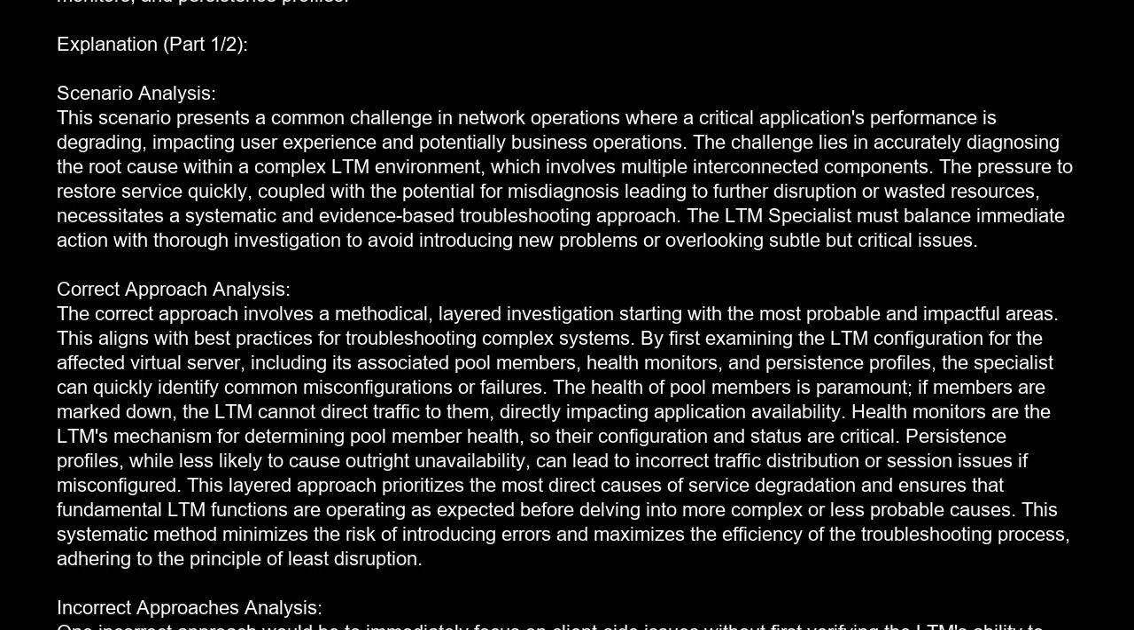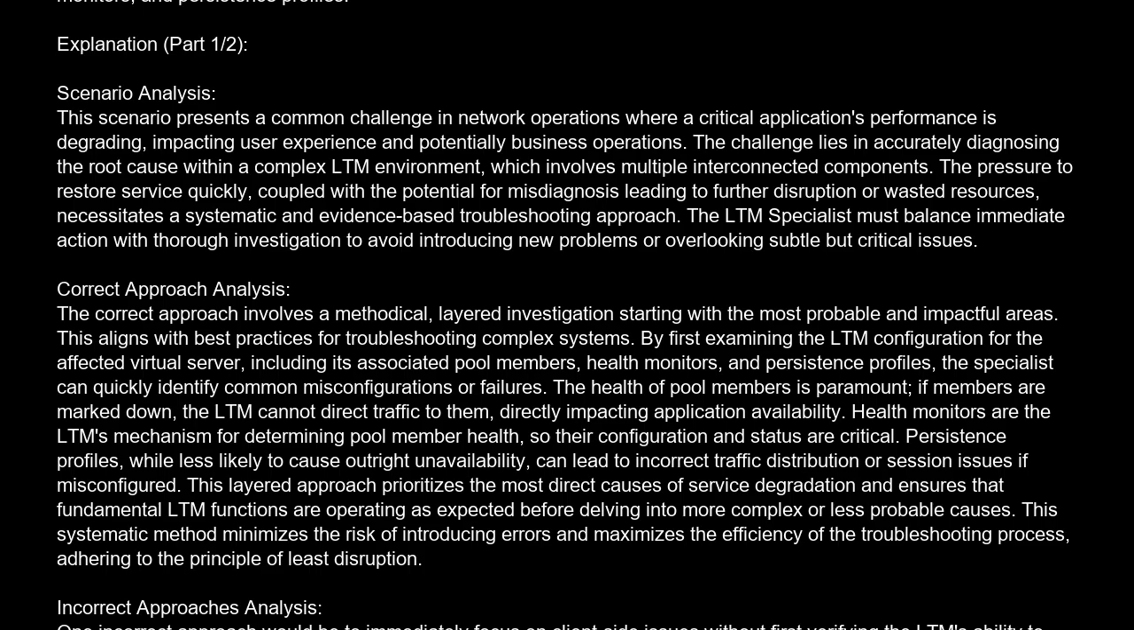Explanation. Scenario analysis. This scenario presents a common challenge in network operations where a critical application's performance is degrading, impacting user experience and potentially business operations. The challenge lies in accurately diagnosing the root cause within a complex LTM environment, which involves multiple interconnected components. The pressure to restore service quickly, coupled with the potential for misdiagnosis leading to further disruption or wasted resources, necessitates a systematic and evidence-based troubleshooting approach.